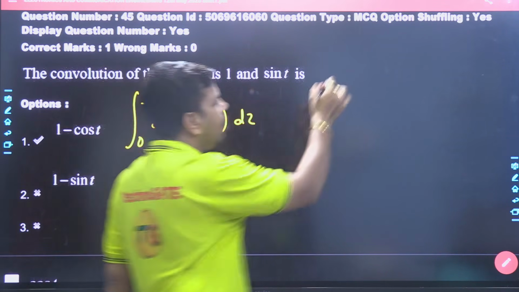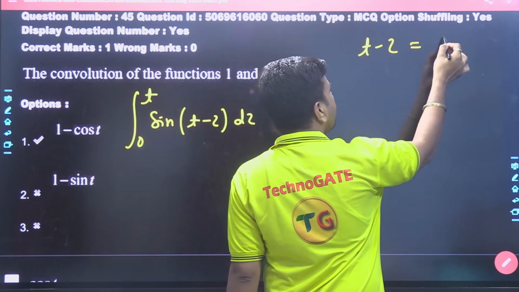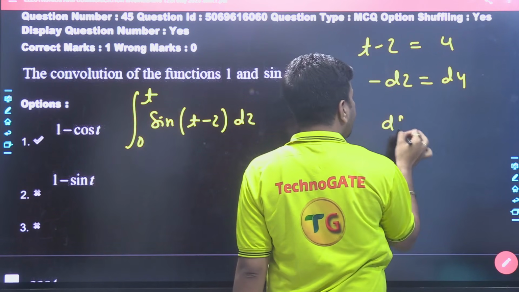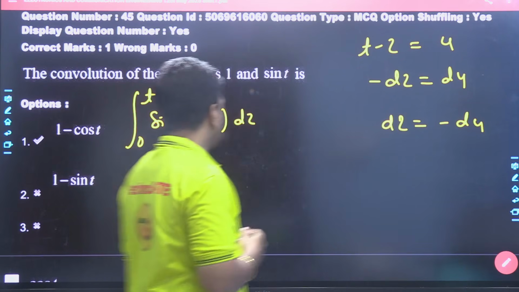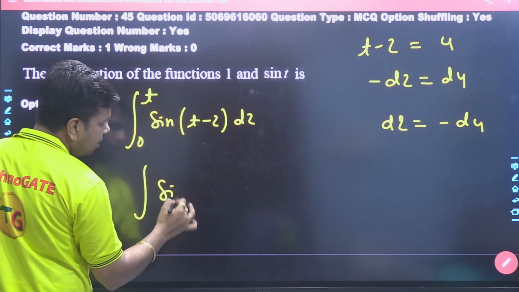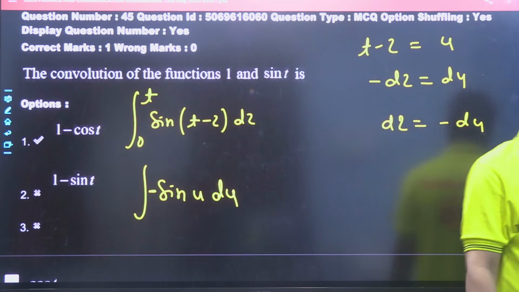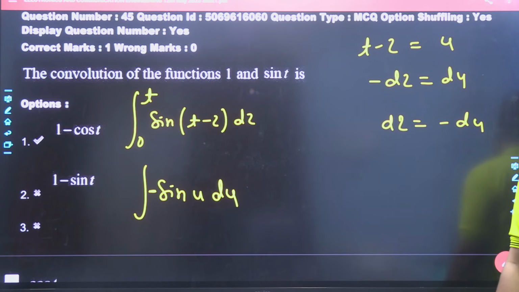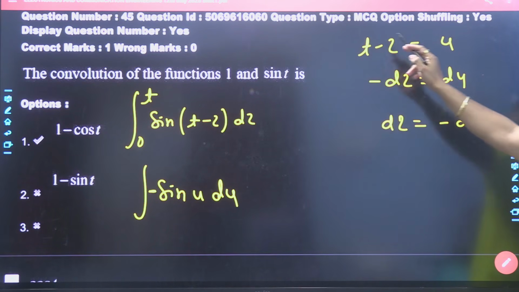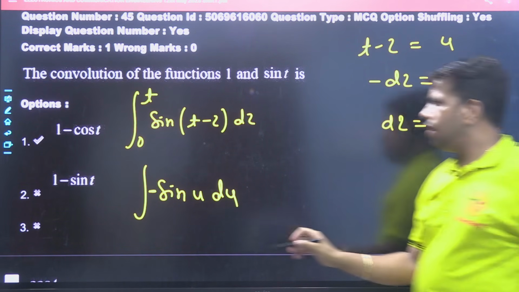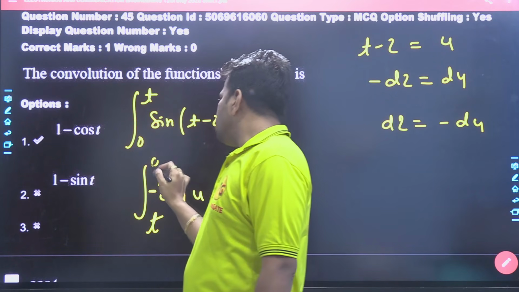What we are doing: t minus tau equals u, so minus d tau equals du. So at the place of d tau you need to put minus du. So this is the integral of sin u du, and the minus sign is there. Now you need to change the limit. The limit is from 0 to t. So at the place of tau, if you put 0, it gives you t, and if we put t, it gives you 0. Means we need to do the integration from t to 0.